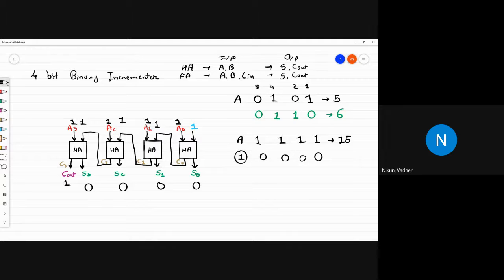So this is interesting. Whenever the value of C3, or you can say C out, is 1, it means there is overflow. What is the meaning of overflow? The answer can't be stored. Here, the full answer cannot be stored in the register.